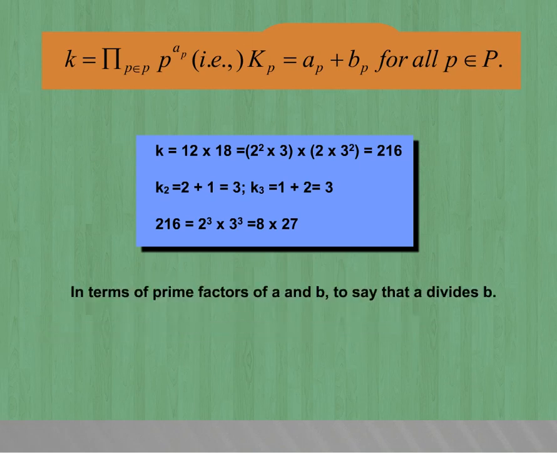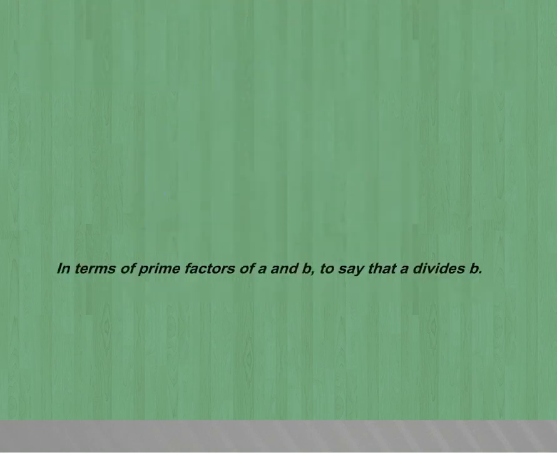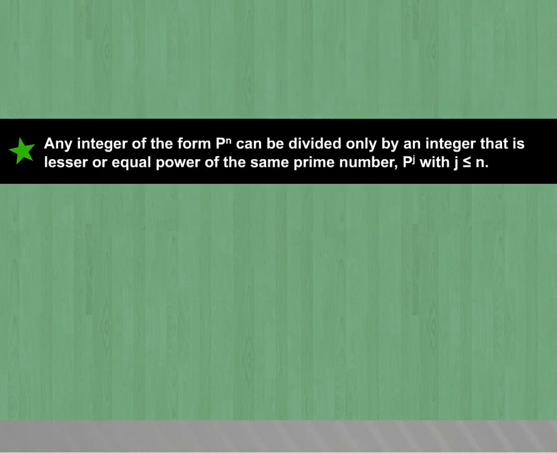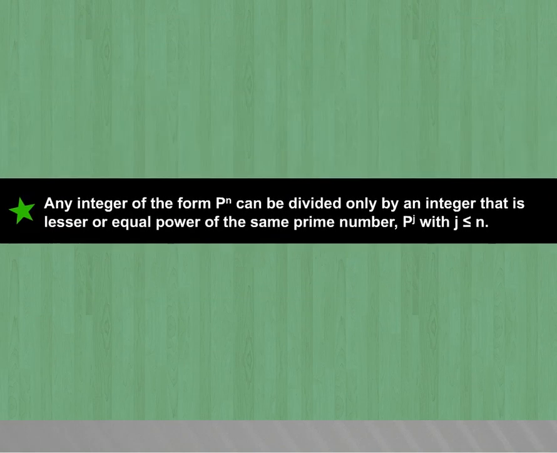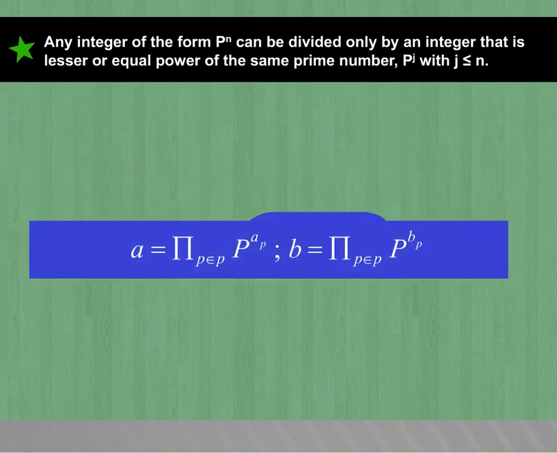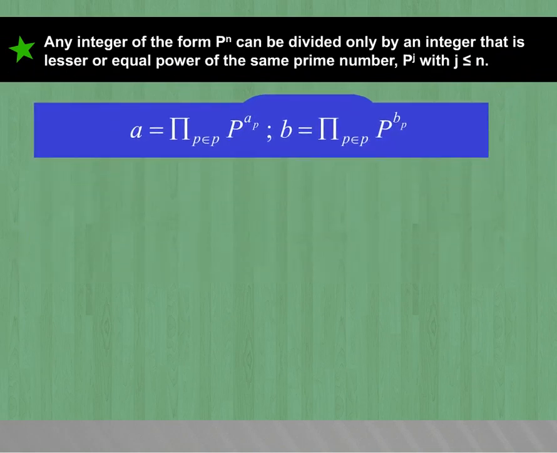In terms of prime factors of a and b, to say that a divides b: any integer of the form p power n can be divided only by an integer that is a lesser or equal power of the same prime number, p power j with j less than or equal to n. a is equal to the product over p belongs to P, p power ap. b is equal to the product over p belongs to P, p power bp. If a divides b, then ap is lesser than or equal to bp for all p.